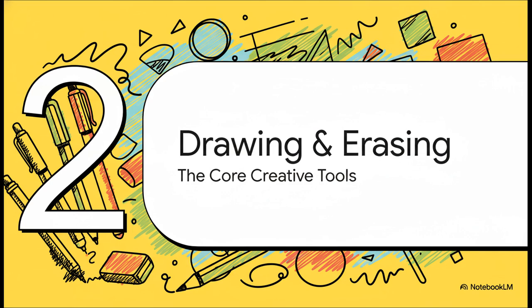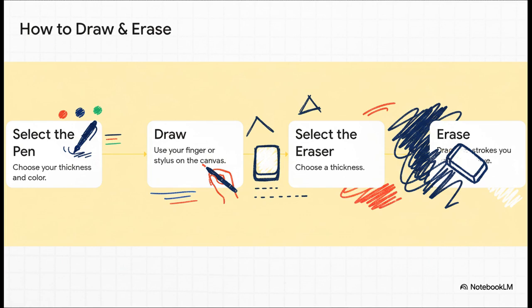It's got the most fundamental tools you could possibly need: a way to draw and a way to erase. Simple as that. It's just as intuitive as it sounds. First, you'll tap on that little pen icon, pick a size and color that feels right, and just start drawing. Made a little whoopsie? No big deal. Just grab the eraser icon and wipe away any strokes you don't want. It really is that easy.